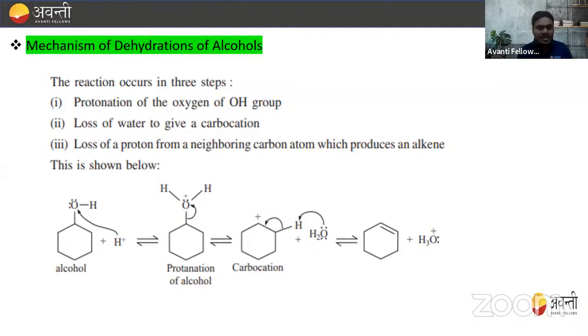Let's see with an example. Here we have an alcohol. This is cyclohexanol, we all know. In the first step, protonation takes place. How does protonation take place? Because we all know that O in OH has a lone pair of electrons, and due to the presence of this lone pair of electrons, protonation takes place. So this H plus, where does this H plus come from?